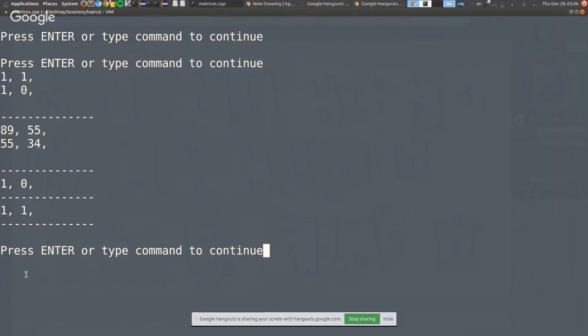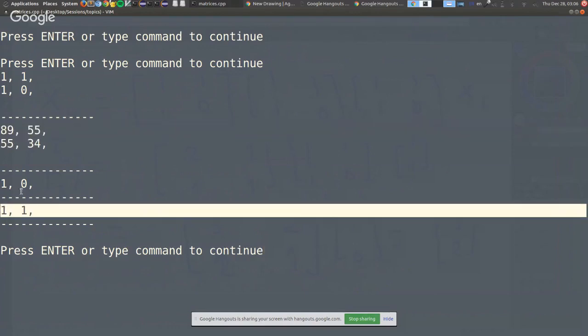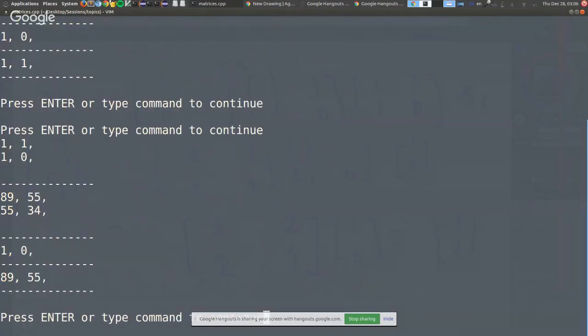Not compiled. As you can see, this is the matrix M. This is when we raise it to the power of 10. And this is the x1. So here it seems something went wrong. Yes, I should be using the int power and not the other. So as you can see here, this is the x1 vector, and this is the x11.